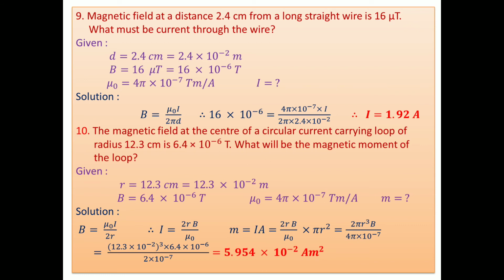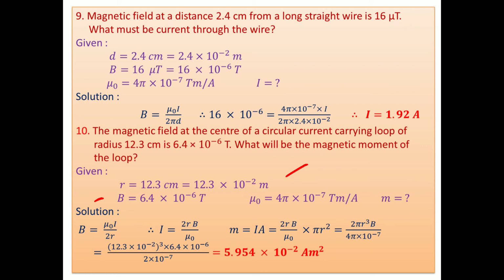Current is there. Now, number 10: the magnetic field at the center of a circular current carrying loop of radius 12.3 centimeter is 6.4 into 10 raised to minus 6 Tesla. What will be the magnetic moment or magnetic dipole moment of the loop? Radius is given 12.3 centimeter, means 12.3 into 10 raised to minus 2 meter. Magnetic field is given, mu naught is given already. You have to calculate the magnetic dipole moment due to the circular loop.